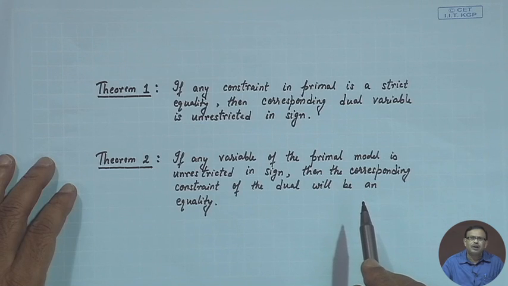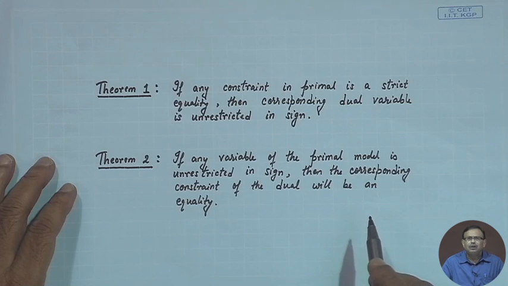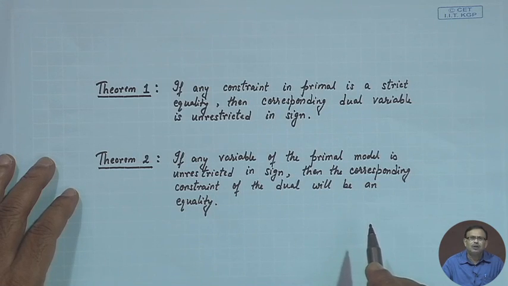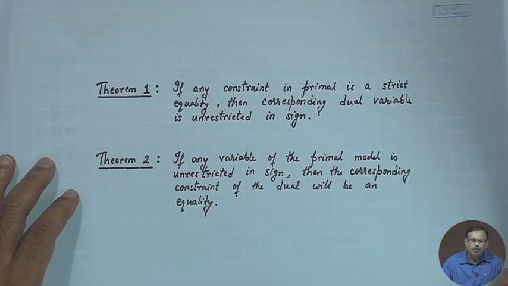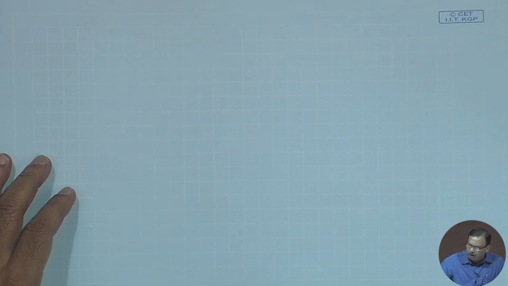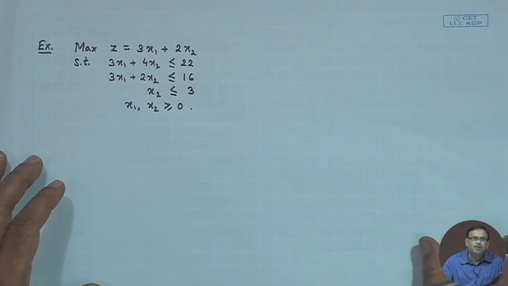The first theorem says that if any constraint in the primal problem is of equality type, then the dual variable corresponding to that constraint will be unrestricted in sign. Similarly, if any variable in the primal model is unrestricted in sign, then the corresponding constraint of the dual problem will be of equality type. So, now let us see how to convert a particular LPP into its corresponding dual problem. Let us take this problem.